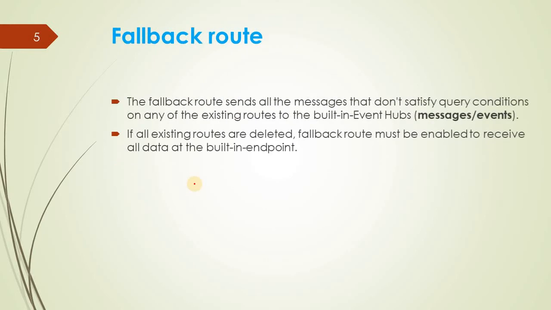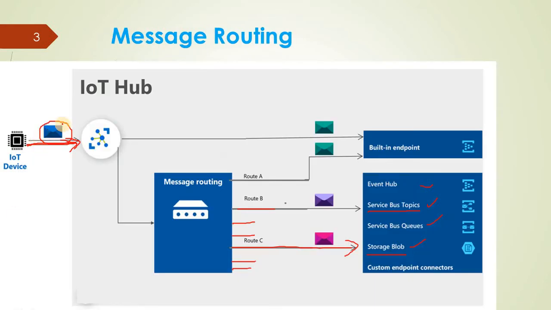Okay. Now let's learn about the fallback route. What is a fallback route? The fallback route sends all the messages that do not satisfy query conditions on any of the existing routes to the built-in endpoint. What does this mean? Suppose this device is sending one message to the IoT hub, and the IoT hub sends that message to the message router. The message routing will filter that message. Suppose this route doesn't exist. Okay, so it will redirect that message to the built-in endpoint.